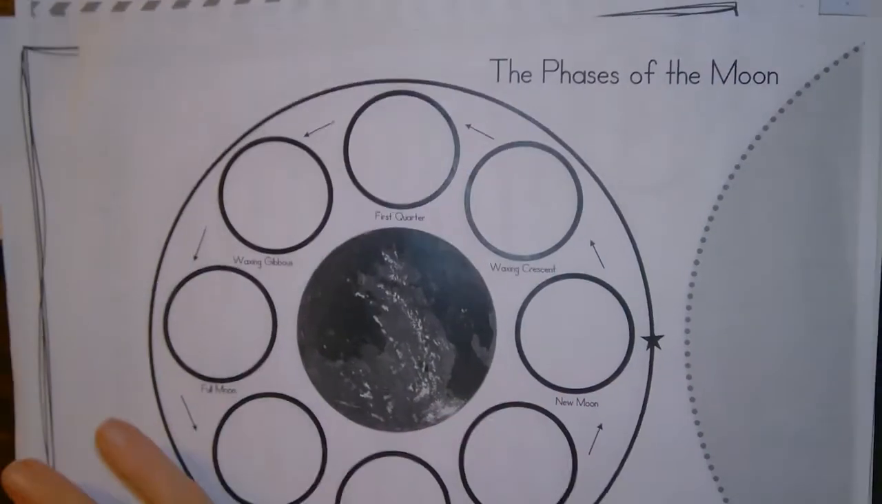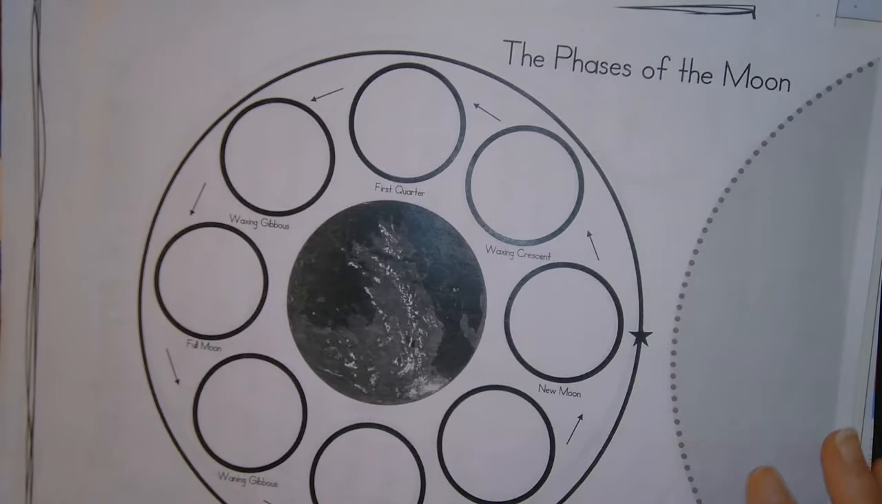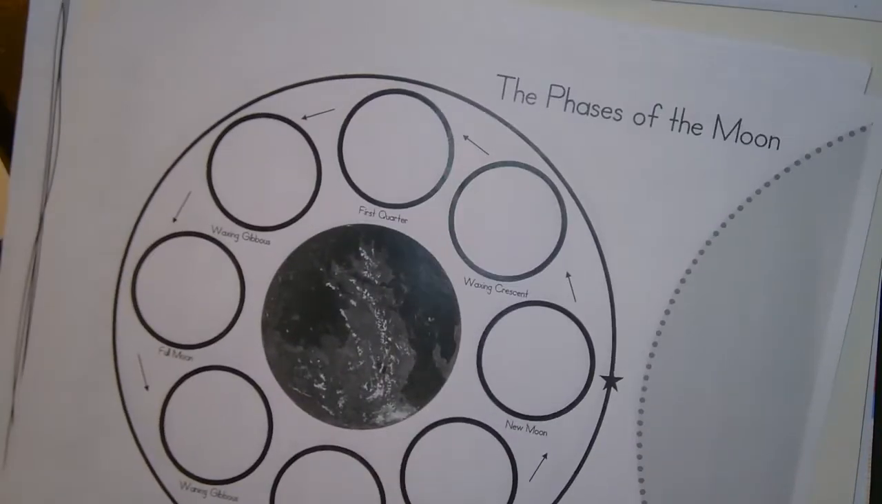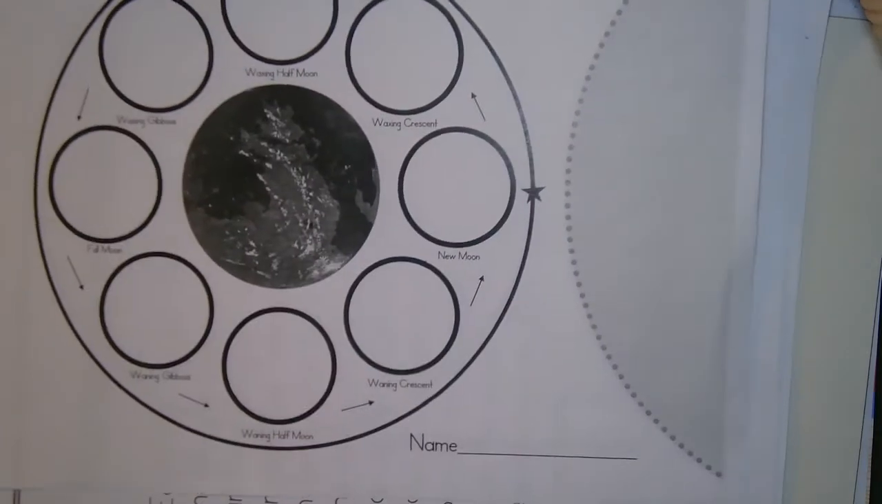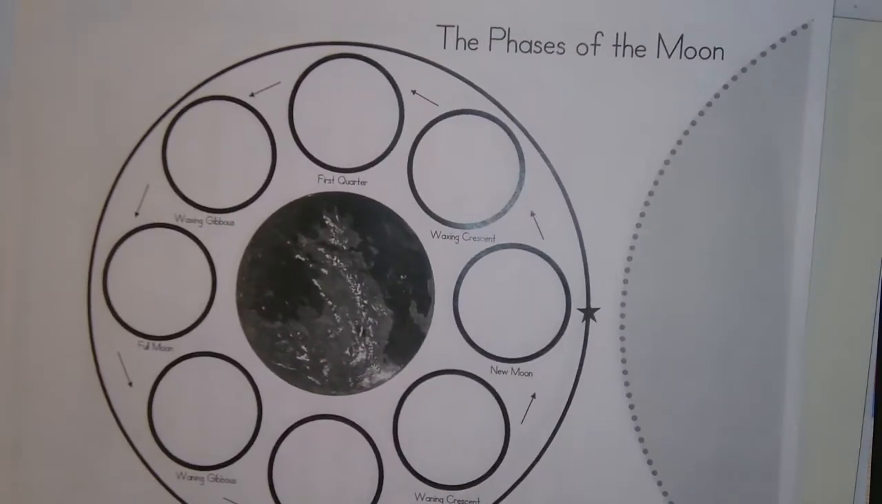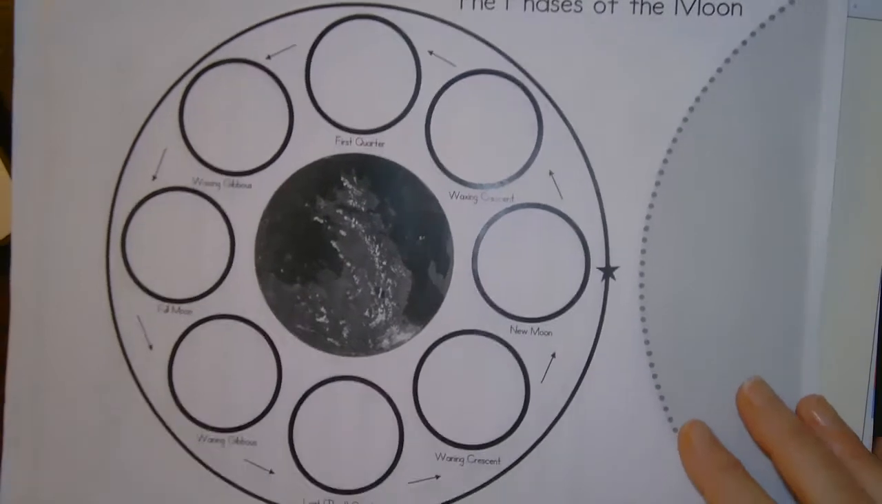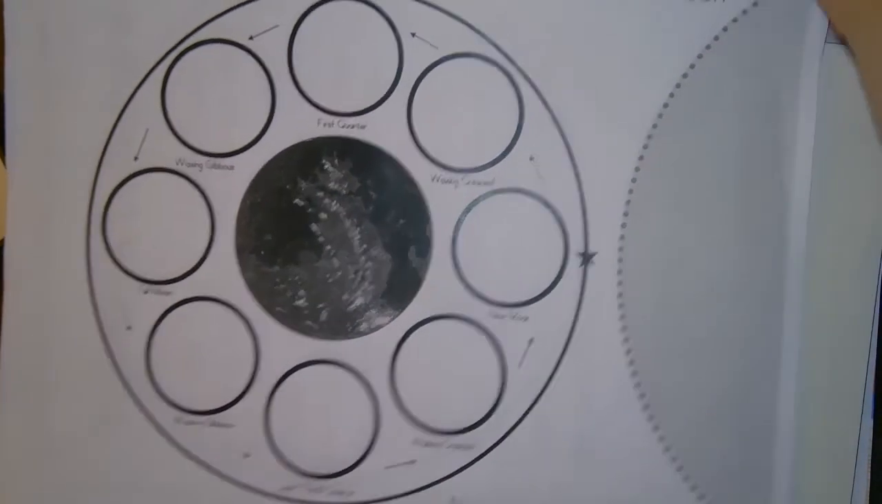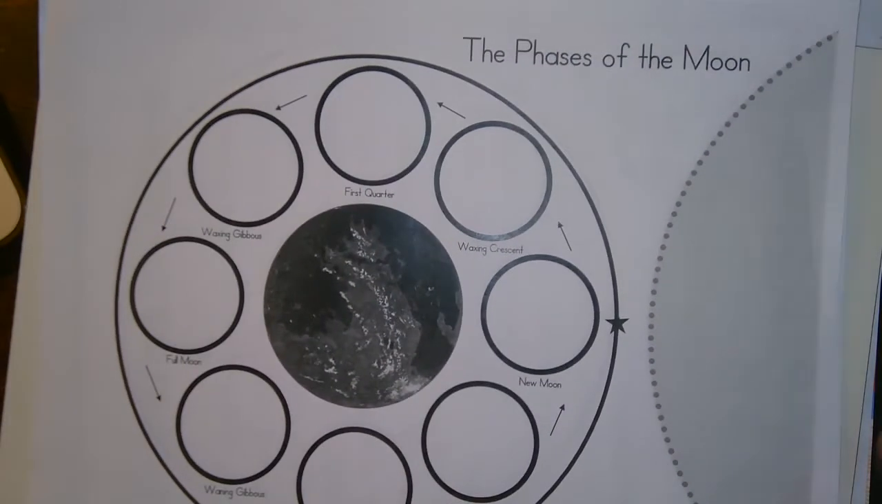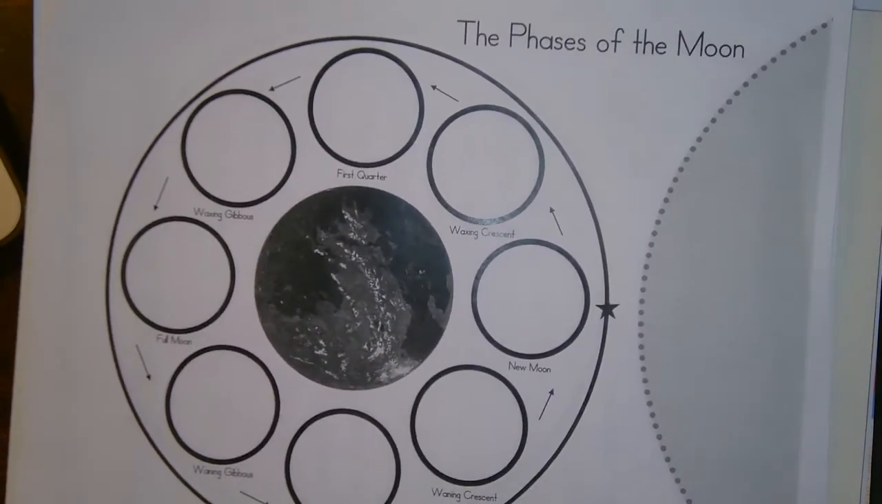In your moon packet, you have this piece of paper. It might actually be the front and the back, phases of the moon. So if you can find this for today, phases of the moon, and down here it says your name, phases of the moon, and then we are going to be replicating or duplicating.